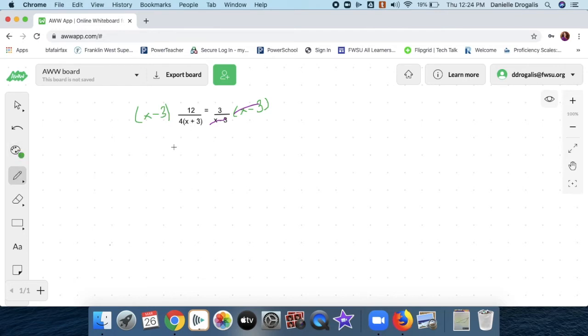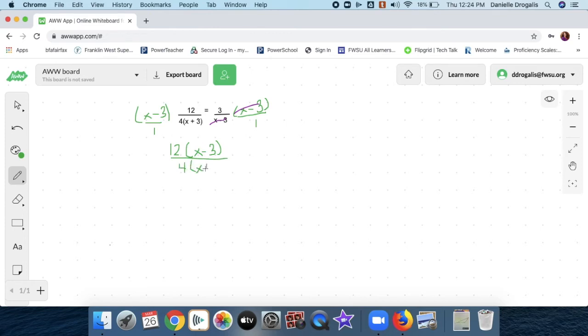Okay, so let's rewrite what we have here. Remember, this is on the top. So if it helps you, you could think of these as over 1. So that way you can fall into your reliable skills of multiplying fractions. So numerator times numerator over denominator times denominator. So this will get us 12 times the quantity x minus 3 all over 4 times the quantity x plus 3.